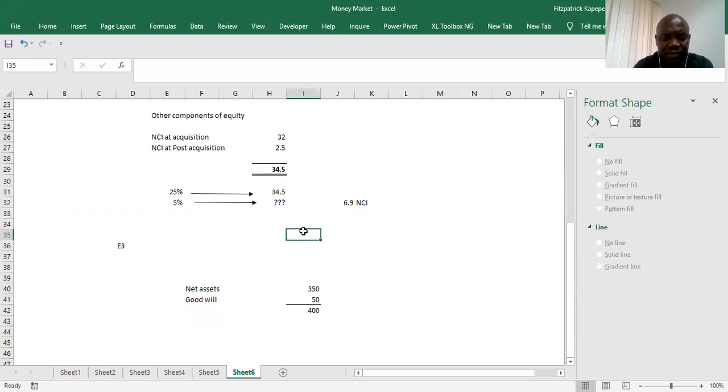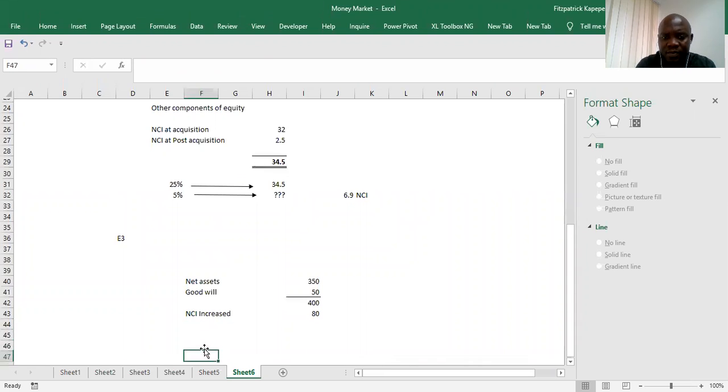So 20%. So what's the 20% of 400? This is what was disposed of. Let's do this. Sorry. Times 0.2. So NCI increased by 80 million.